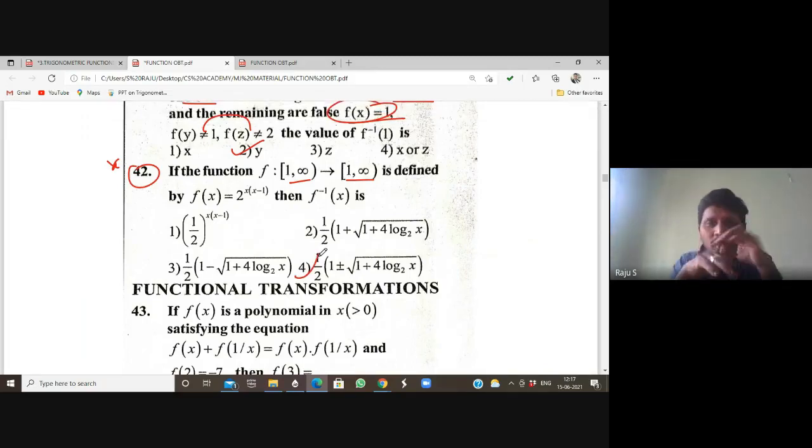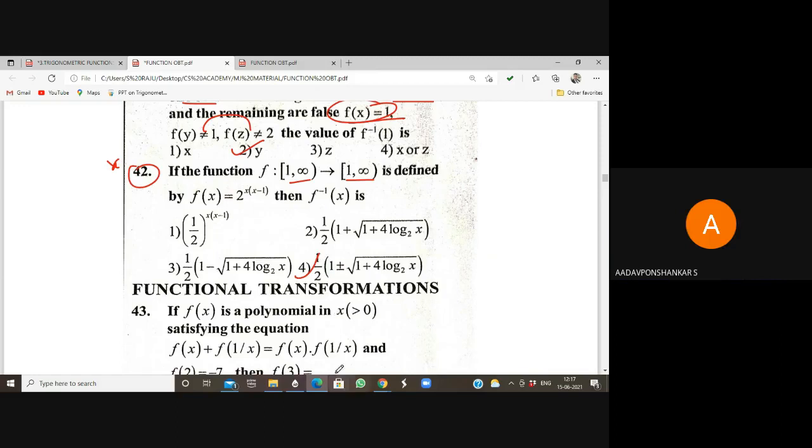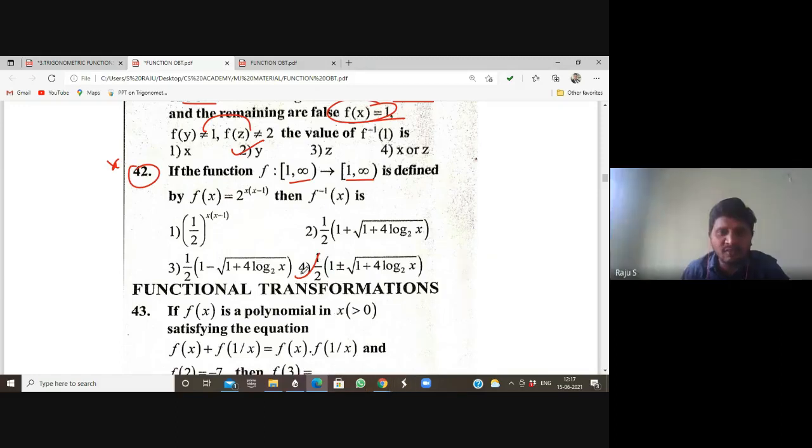Anyone? Fourth option. Yes, Nitin. Adav. Sir, yeah, is the fourth option right? We got plus or minus.